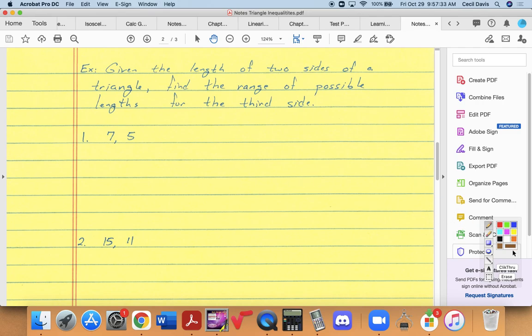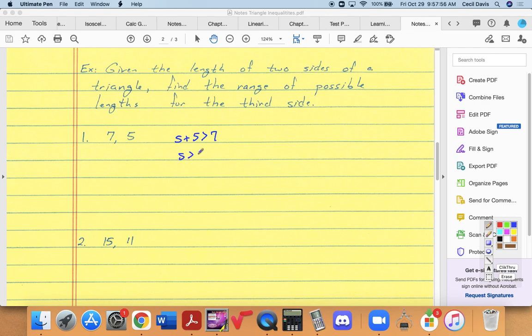So if the third side is one of the short sides, what's the other short side? 5. So I would say S plus 5 needs to be greater than 7. The two short sides added together have to be greater than the longest side. So subtracting that means S has got to be bigger than 2. So the shortest it can be has to be bigger than 2.